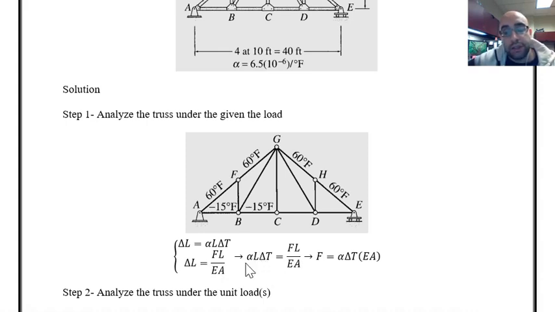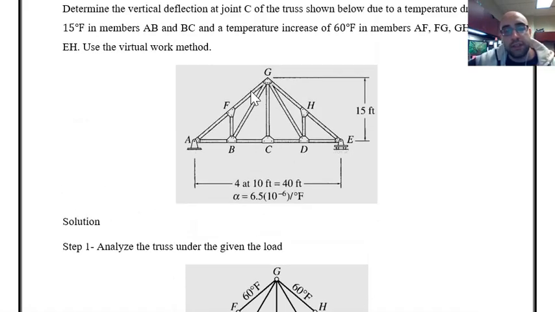Now, these two L's can be cancelled, and once I do that, we can see the force because of temperature change will be equal to alpha delta T, which is the change in the temperature multiplied by EA. So when we change the temperature of a truss member, the amount of force that will be induced in that member is equal to alpha delta T EA. Alpha is the constant that we have for the material whenever we change their temperature, and that is, as you can see, mentioned in the problem statement.